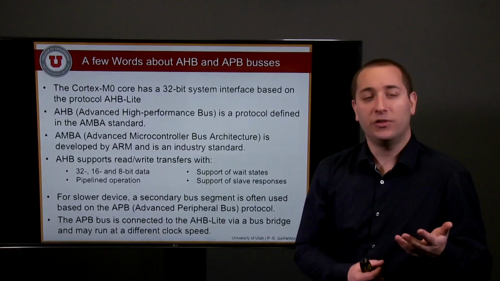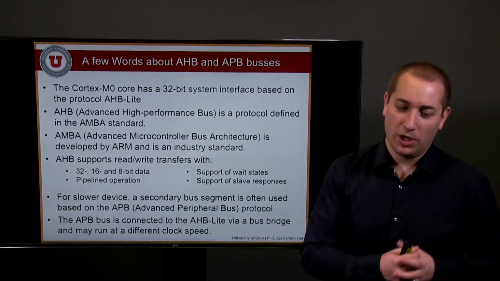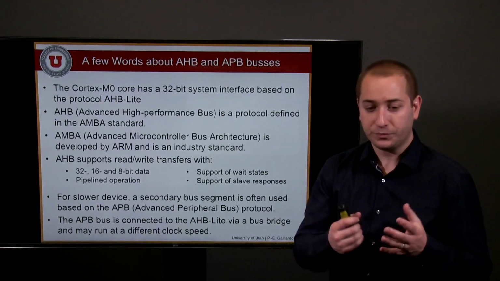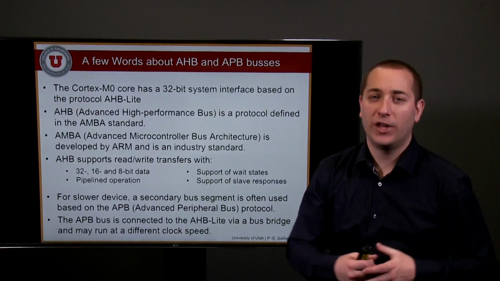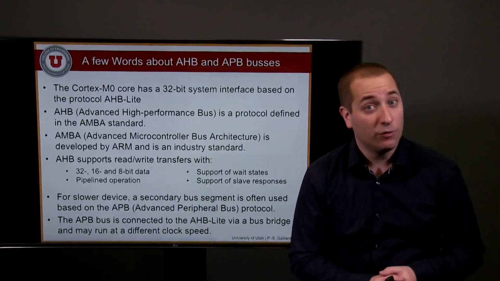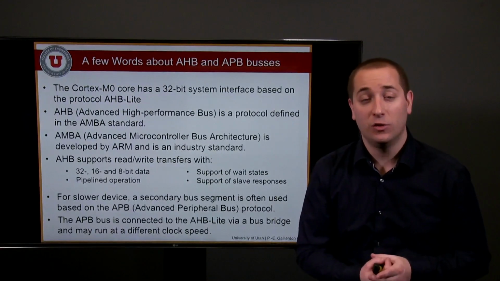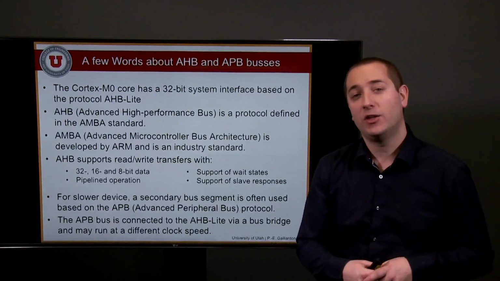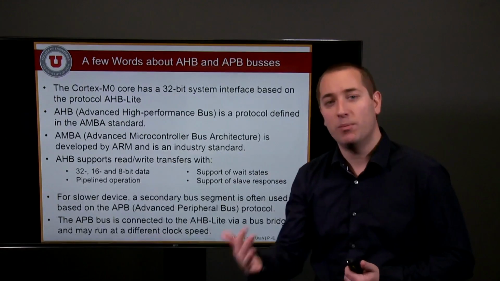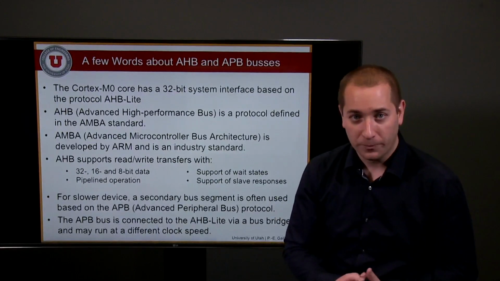For slower devices, a secondary bus segment is often based on the APB bus, standing for Advanced Peripheral Bus, and that tolerates, again, a different set of performance, and is very well suited for peripherals. And the two buses are connected using a bridge that will make the communication between your AHB bus and your APB bus, dealing again with bandwidth differences and speed differences.